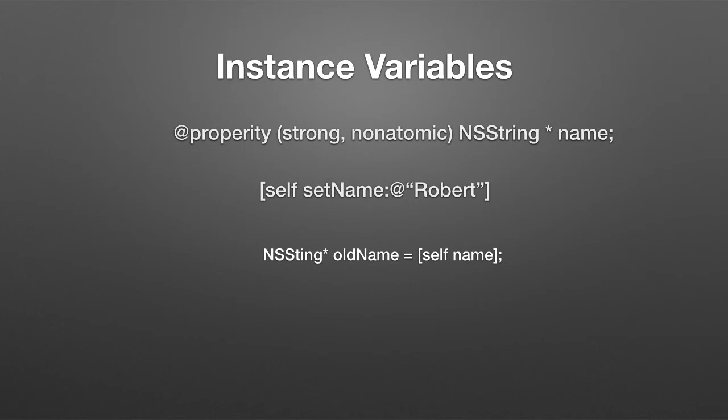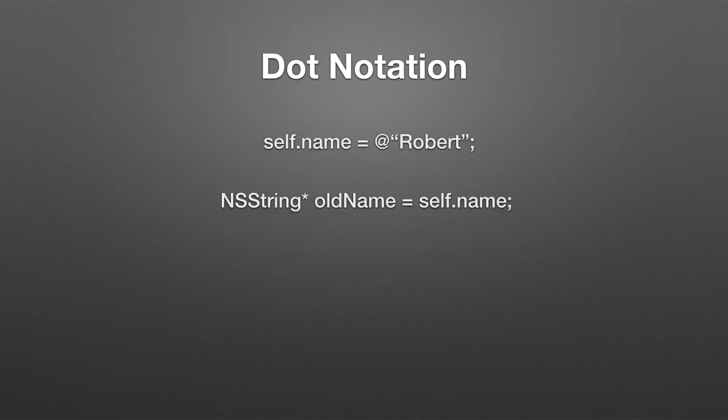Now, there's a simpler way of getting at these called dot notation. Dot notation is a shorthand. In this particular case, self.name will actually execute the set method, but it just gives you a shorter way of doing it. So self.name equals @"Robert" is the equivalent of what we saw before. And if I want to actually copy it or point to it by a different pointer, oldName, I'd say it's equal to self.name. That actually returns the value, or a pointer to the value, that is contained within the current object.